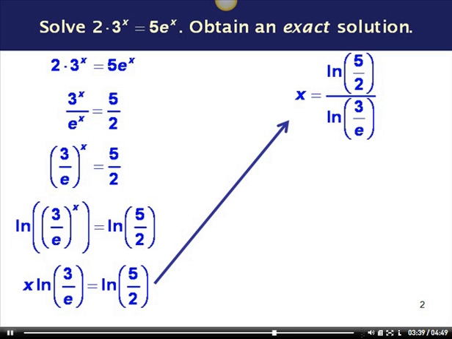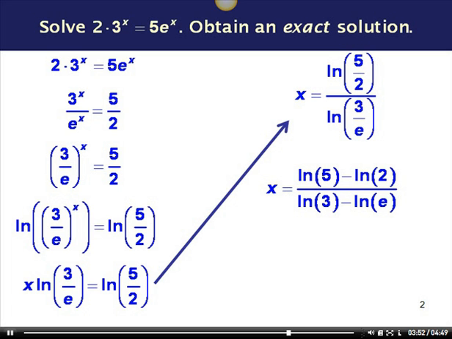This doesn't look quite like the solution I got when I solved this equation the other way. I'm going to use the quotient property of logarithms to rewrite the logarithm in the numerator and the logarithm in the denominator. So I have x equals natural log of 5 minus natural log of 2 all over the quantity natural log of 3 minus natural log of e. This was our second to last step when we solved this the other way. The only thing left to do here is simplify natural log of e.